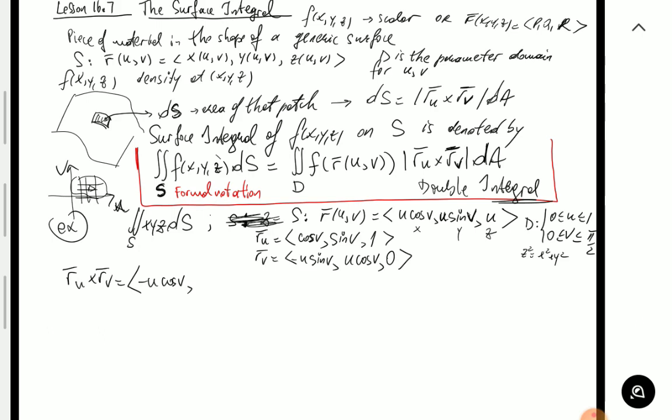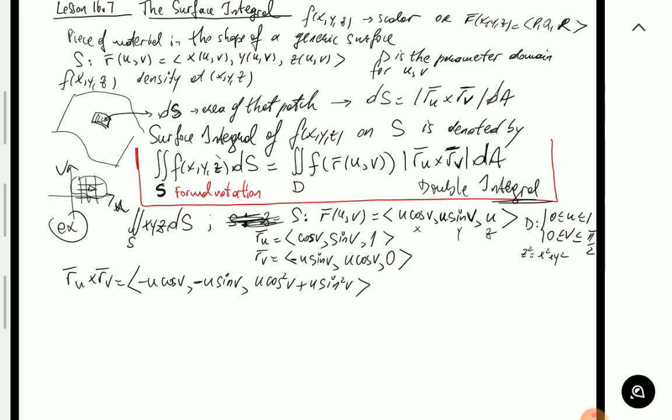Second component: cosine v times 0 minus, let's see, what do we get here? So the second component is 0 minus negative u sine of v, and with another negative from the cross product, that's going to be minus u sine of v. And then the last component is u cosine squared v plus, because it's minus minus, plus u sine squared v.